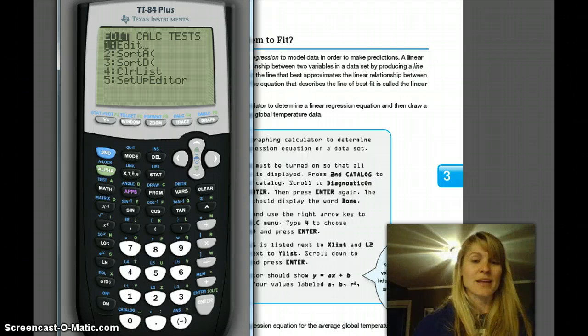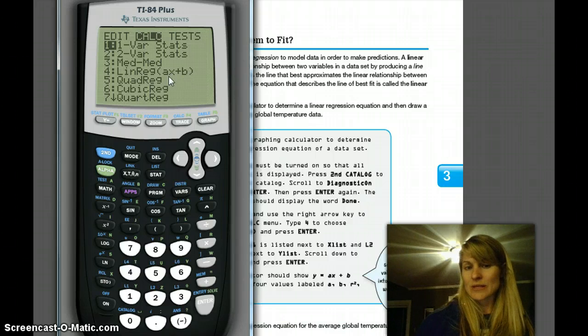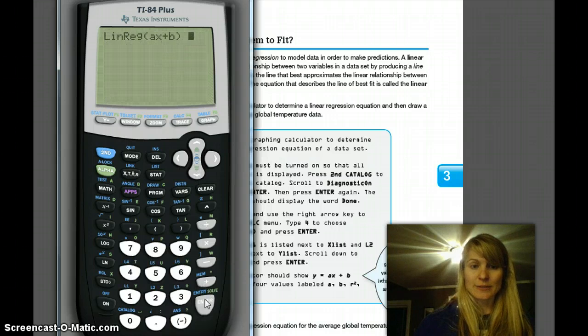No? Okay. And then we're going to right arrow over to Calc, okay? And then if you look at number 4, that says linear or LinReg, okay? And you notice slope-intercept form is y equals mx plus b, and for some reason this calculator uses a instead of m. So this is actually our slope. The b is still the y-intercept. So we're going to go down to number 4 and hit enter.